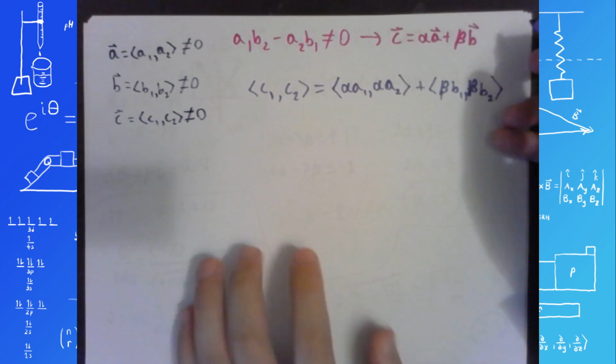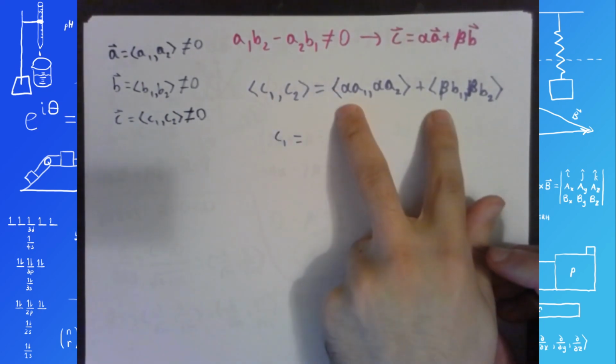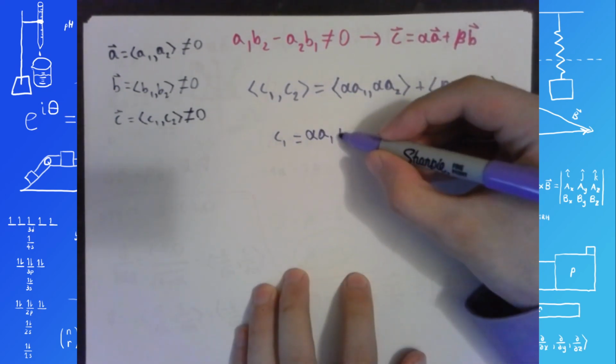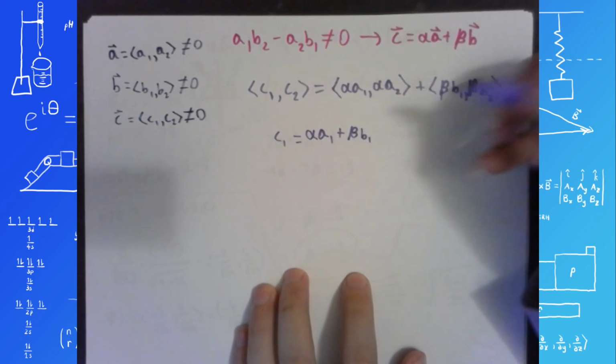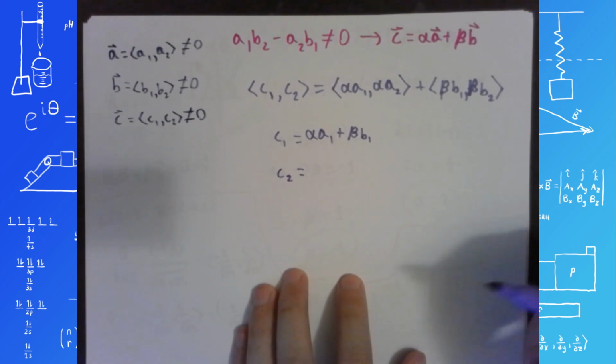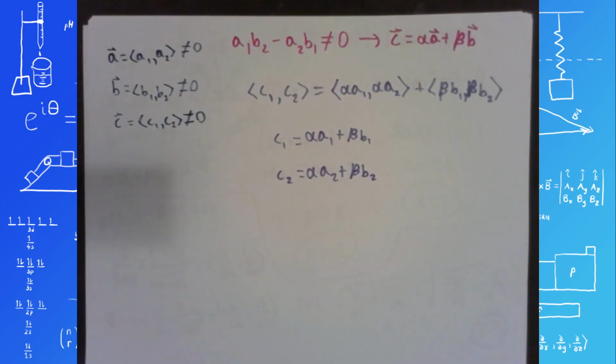So this is basically two relationships. It's telling us C1 is equal to the sum of alpha A1 and beta B1, alpha A1 plus beta B1, and C2 equals alpha A2 plus beta B2. Show that there are two scalars, alpha and beta, such that C is equal to alpha A plus beta B. So we're not finding what those scalars are, we're just showing that they do exist.